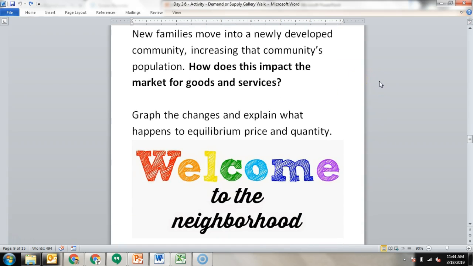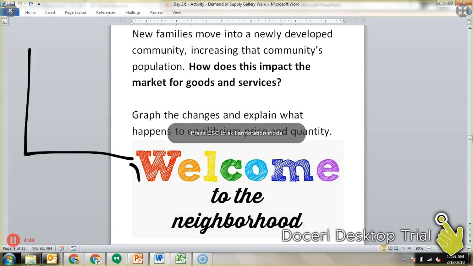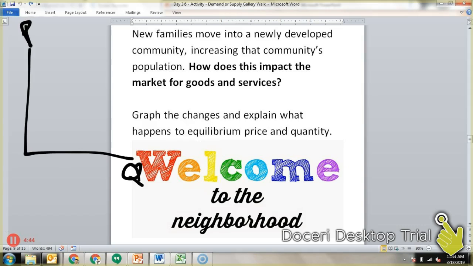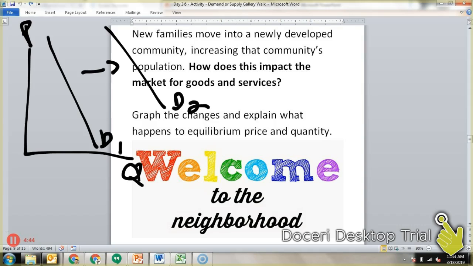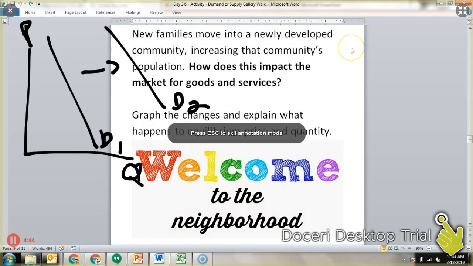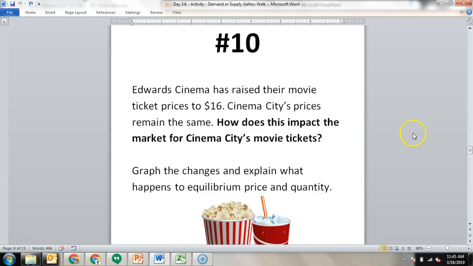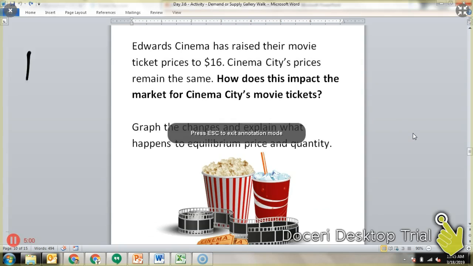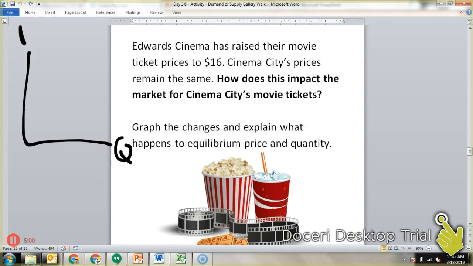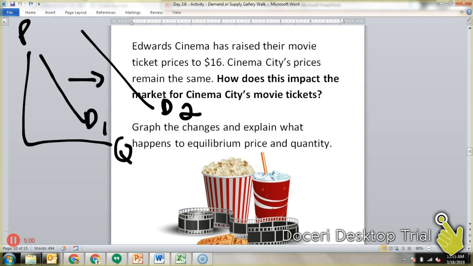Number 9, new families move into a neighborhood. That's going to be an impact on demand, and will have demand increase as a result of change in the number of consumers. Number 10, here we have 2 movie theaters, and the price of one raised their price, and so the demand for the other one is going to increase, a change in the price of substitutes.